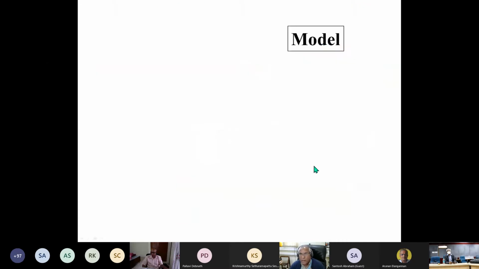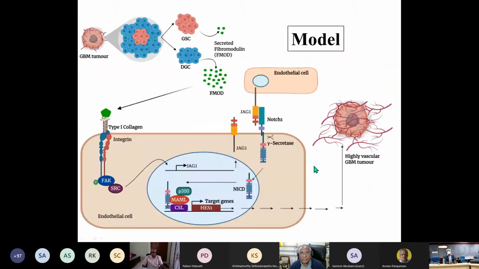So now I come to the model that we propose. In this, basically, if you consider this is a glioma tumor, it's also called glioblastoma.